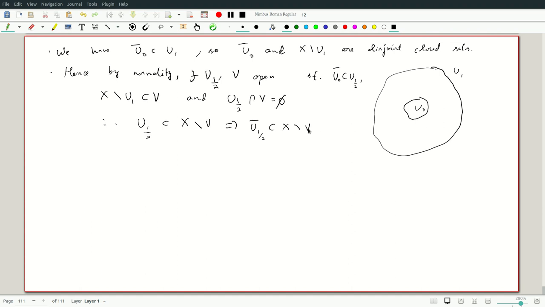And x minus V is in turn contained in U1, because U1 was a neighborhood. Also, what about the other end? The other end is that also U0 bar is contained in U half. That was the condition here. So U half is strongly between these two.